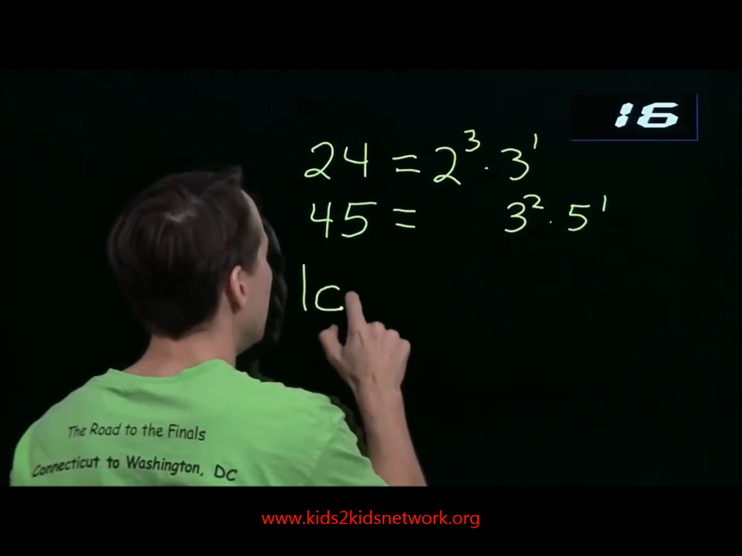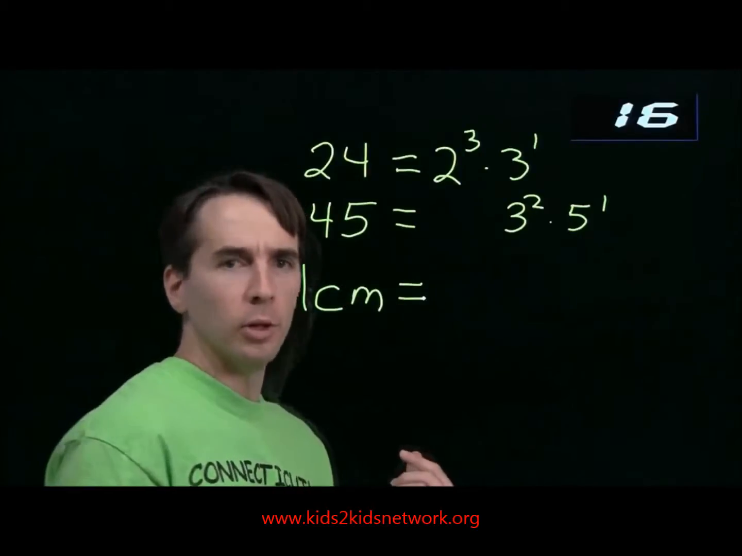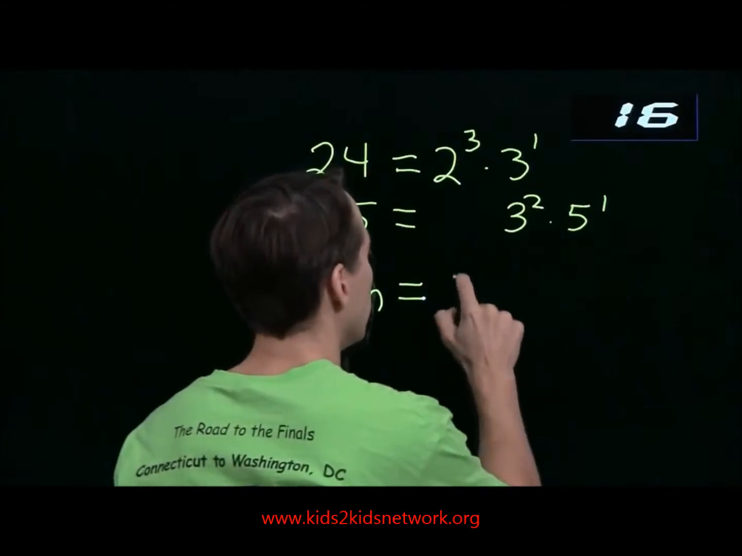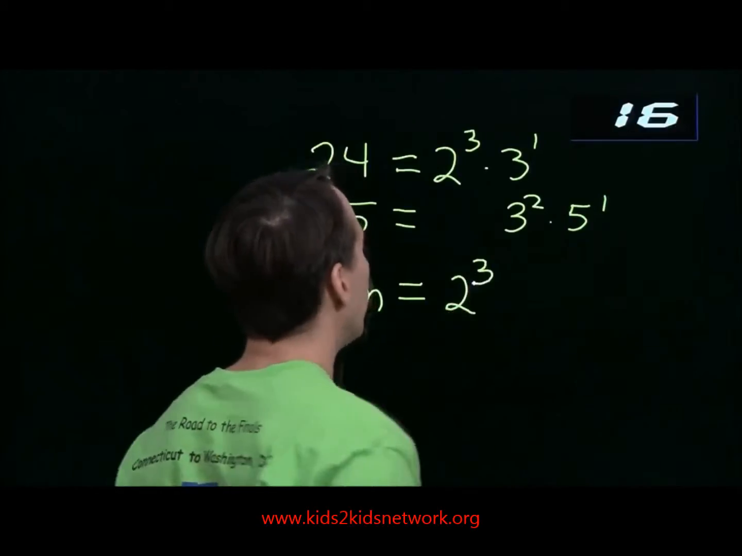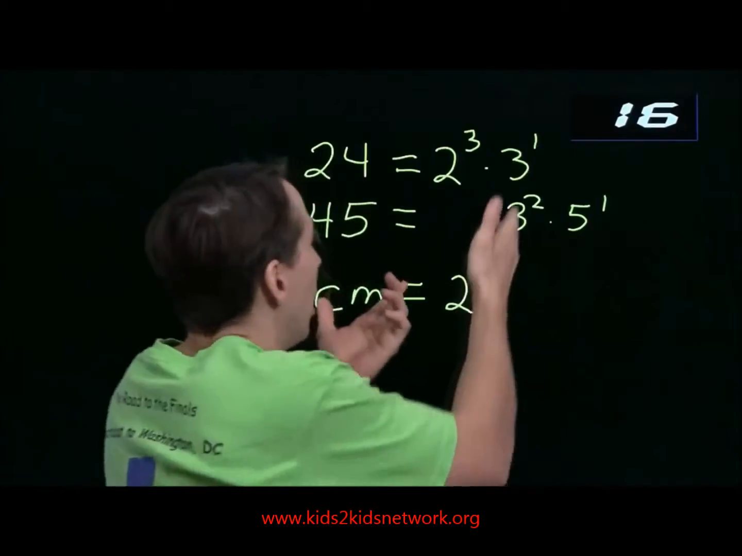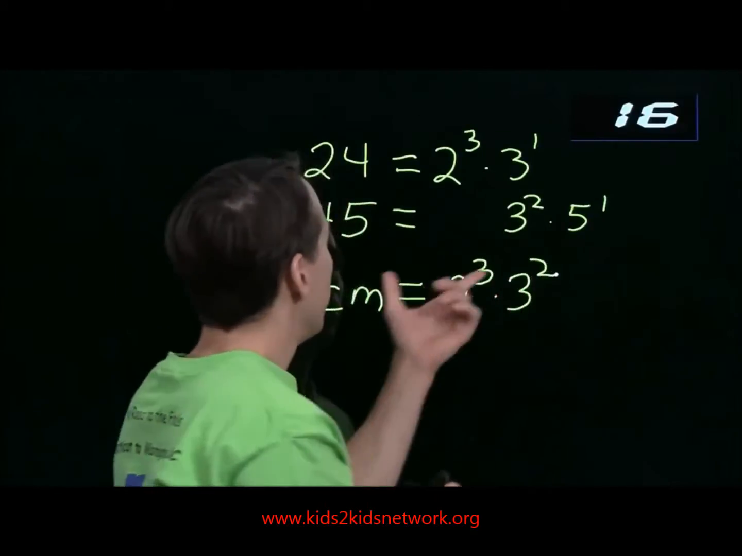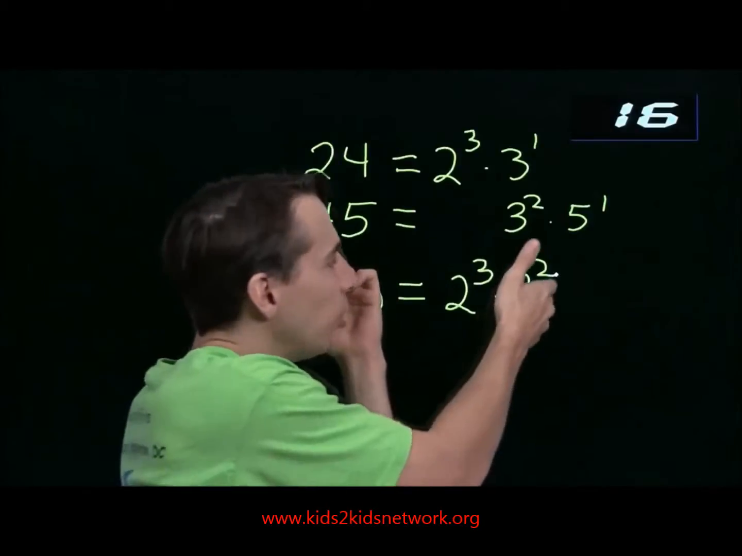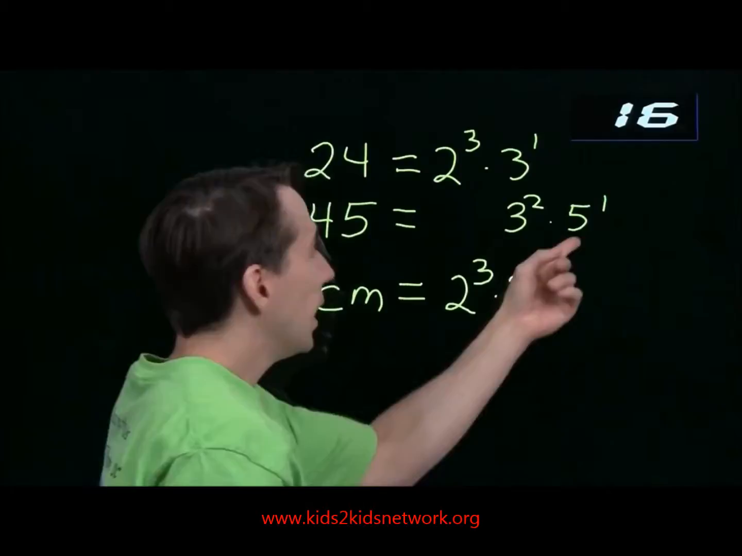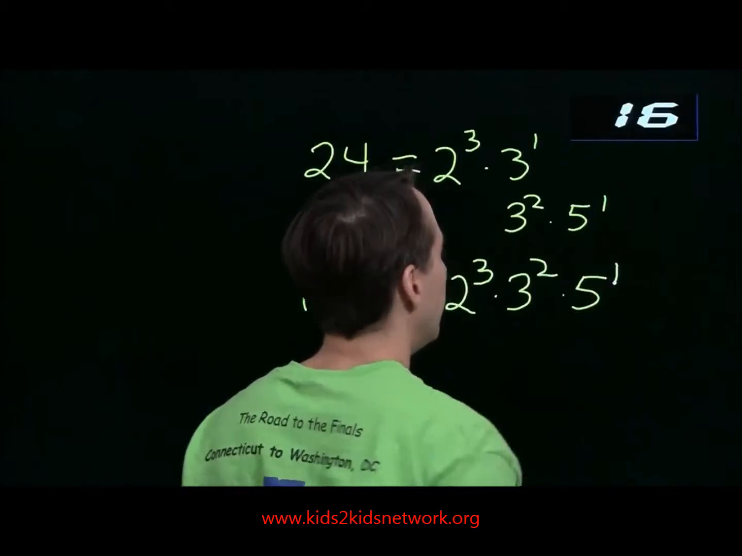And we used these ideas to build the least common multiple of 24 and 45. In order to be a multiple of 24, we need at least 3 2's. So we stick in 2 to the third. In order to be a multiple of 45 and 24, well, for the 3's, all I need are 2 3's, because I need at least 2 3's for 45. And once I've got 2 3's, I've got 24 taken care of, because I have more than 1 3. And I'm going to need the 1 5 over here for 45.